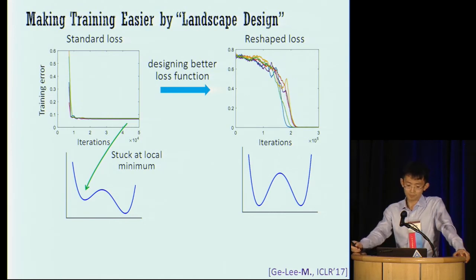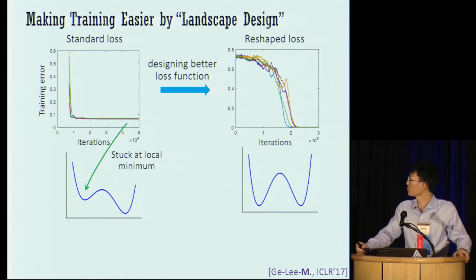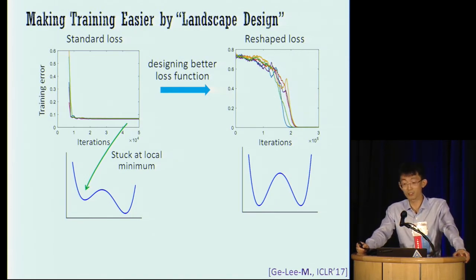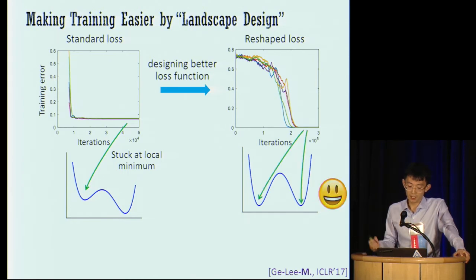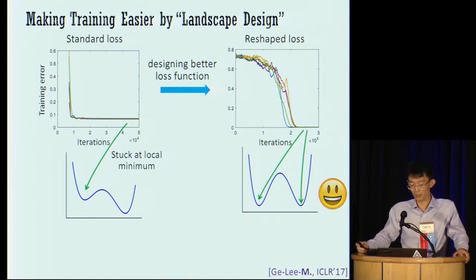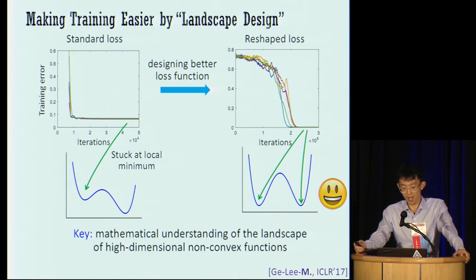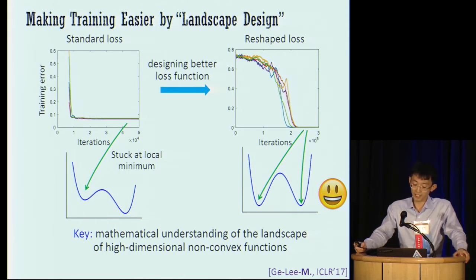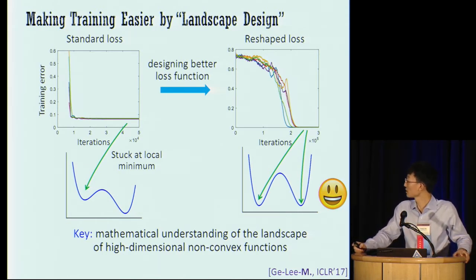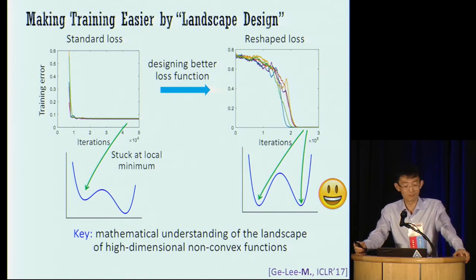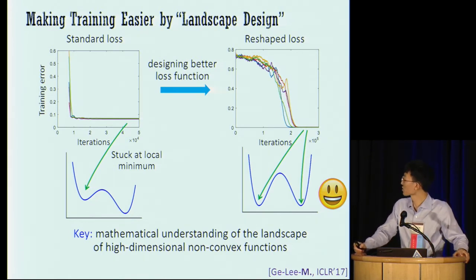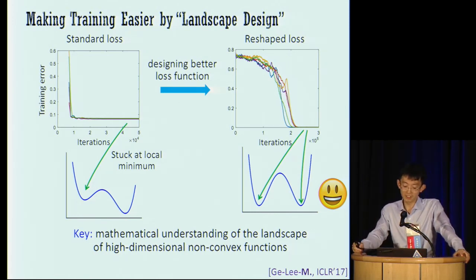And on the right-hand side, we reshape the loss function, and the loss function becomes this nice function where all local minima are global. And that's why it doesn't matter which local minimum we converge to, we are happy. And the key to achieving this kind of reshaping loss or landscape design is that we have to understand the mathematical properties of these high-dimensional non-convex functions. We didn't understand them very well because we didn't use non-convex functions as much as we do now, and now we are developing new algorithms and new mathematical techniques to understand these non-convex functions.